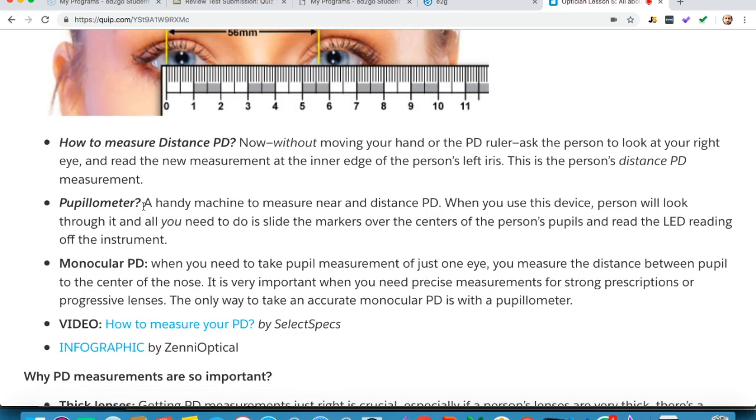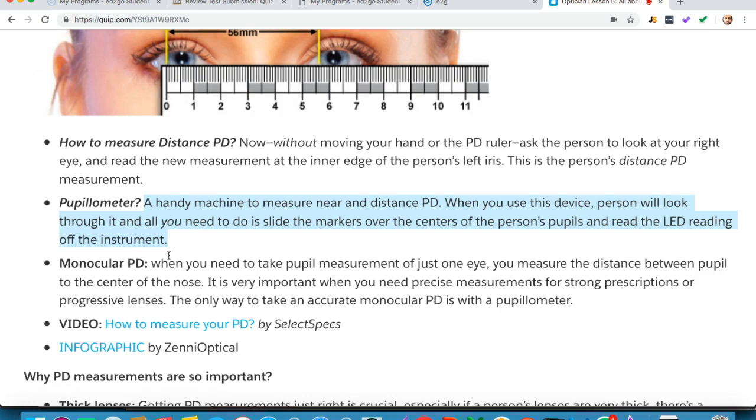A pupillometer is a handy machine, so you don't always have to do it manually. There are machines for it as well. A pupillometer is a handy machine to measure near and distance PD. When you use this device, the person will look through it, and all you need to do is slide the markers over the centers of the person's pupils and read the LED reading of the instrument.